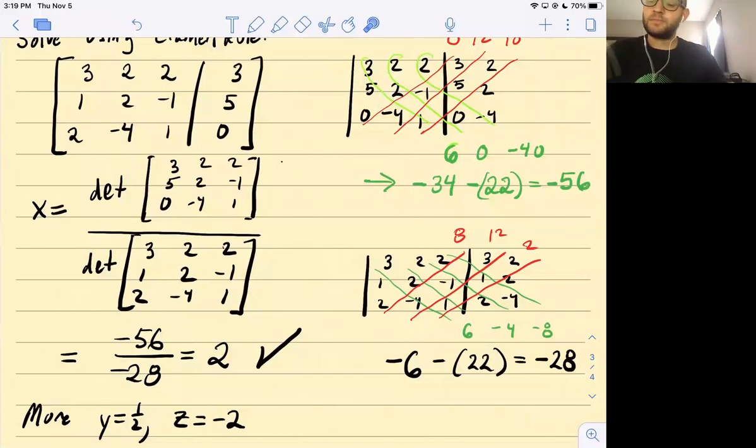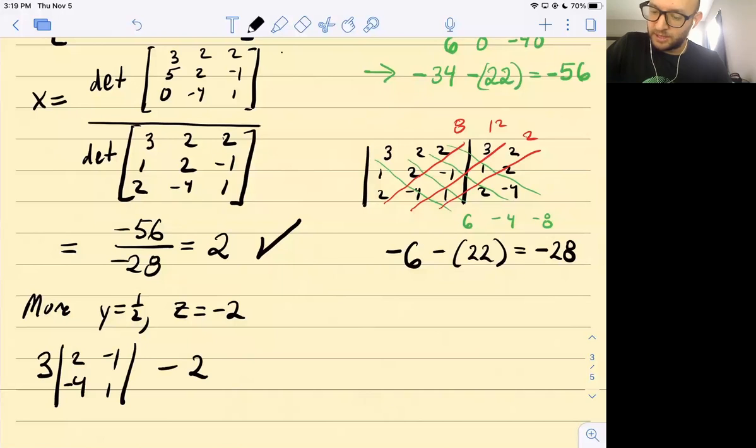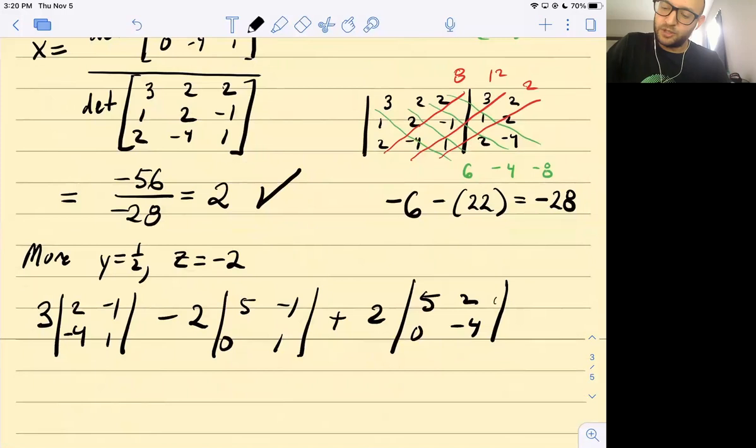Yeah, so we could write it out here just to be careful, to show the other method as well. So that would be 3 times the determinant of 2, negative 4, negative 1, 1, minus 2, because there's a minus sign there since it's in the middle, times the determinant of 5, negative 1, 0, 1. And then the last one will be plus 2 times the determinant of 5, 2, 0, negative 4. And then doing these all out, this would be 2 minus 4 times negative 1, which is 4. So it's actually going to be subtracted though. So basically 3 times 2 minus 2.